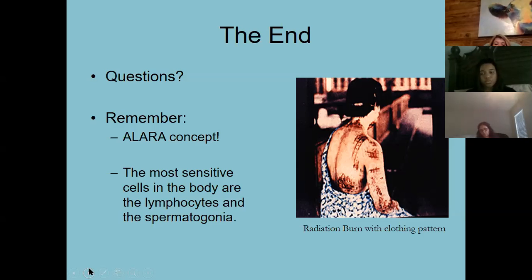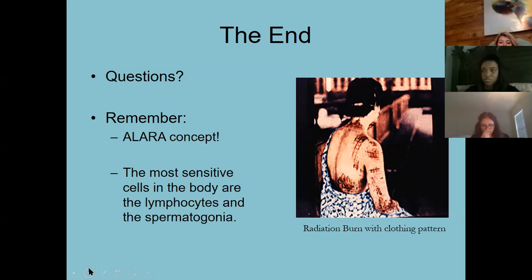The one thing to remember is that when we talk about radiosensitivity, we know that nerve cells are the most radio-resistant cell in the body, but the lymphocytes and spermatogonia are the most sensitive. So these two cell types are the most sensitive to radiation exposure. They would be the most easily killed.